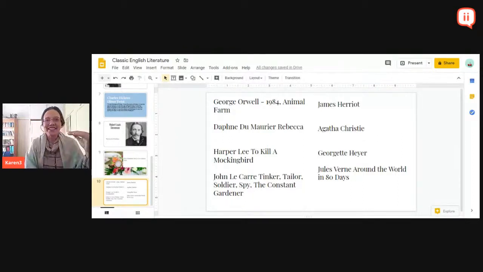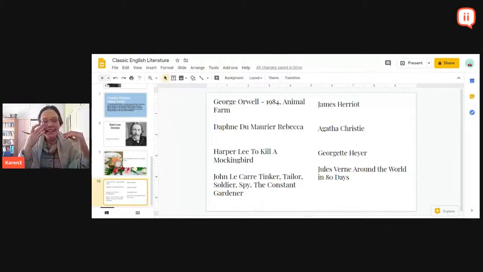Then John le Carré is more modern. And okay, Birds and Rebecca the First Wife, she's talking about Daphne du Maurier. Her language is simple for me. Yeah, good. That's good to know. Harper Lee is also very good language. You will understand it.